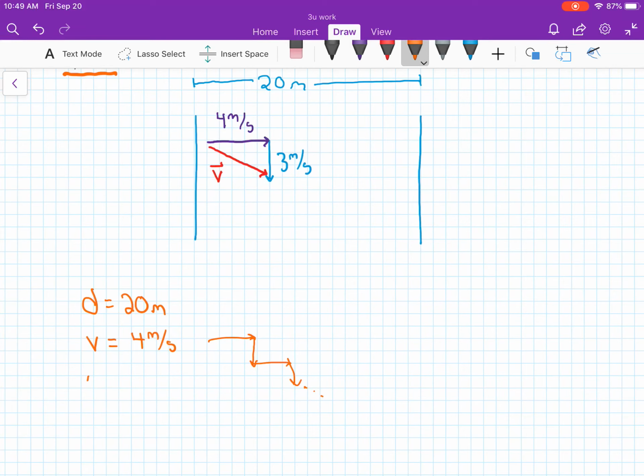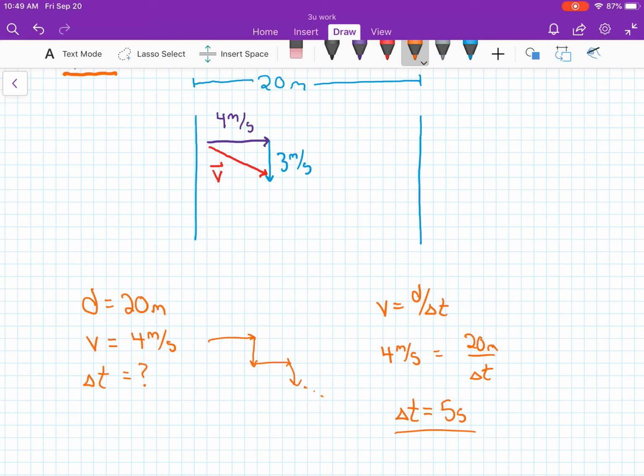So just by little logic, not having to really do any real math, or we could do the math. We know V equals D over T. If they're moving forward at a rate of 4 meters per second, and they've got 20 meters to go, we can do a quick little math or logic. We can see that it's going to take them 5 seconds to cross.